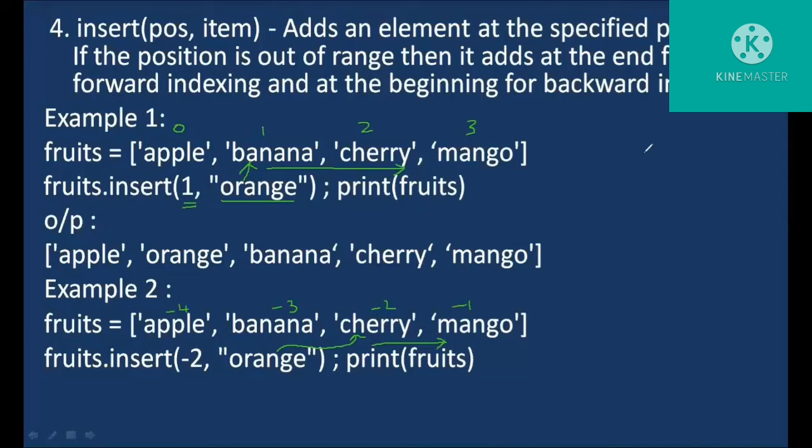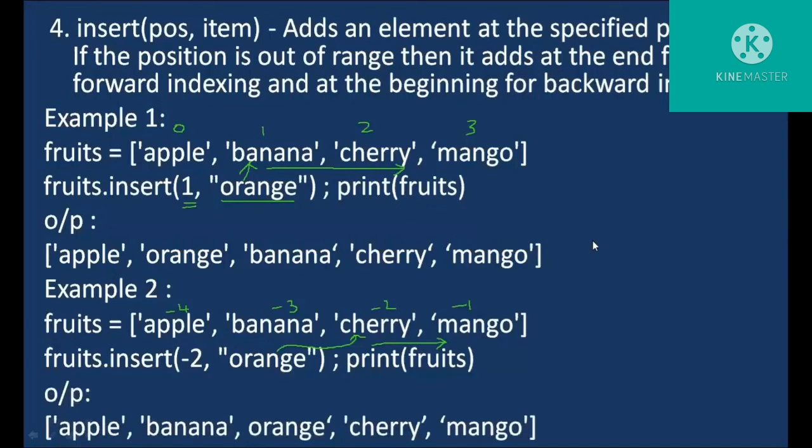तो चेरी वाले पोजीशन पे क्या आ जाएगा? ऑरेंज. और ये सब क्या हो जाएगा? शिफ्ट हो जाएगा. ओके, सो चेरी एंड मैंगो गेट्स ए शिफ्ट. तो क्या लिस्ट आएगा? एप्पल, बनाना, ठीक है, उसके बाद ऑरेंज, फिर चेरी, फिर मैंगो. -3 पे चेरी चला जाएगा, और -2 की जगह पे ऑरेंज शिफ्ट हो जाएगा. ओके, सो सी द आउटपुट: एप्पल, बनाना, ऑरेंज, चेरी, मैंगो.